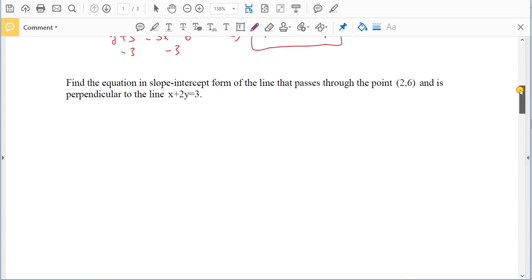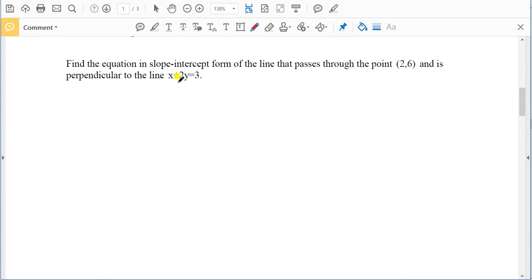Okay, let's go to the next problem. Find the equation in the slope-intercept form. The slope-intercept form is what? y equals mx plus b. That passes through the point, I call this x1, y1, and is perpendicular to the line here. Okay, so remember, if two lines are perpendicular, then their slopes are negative reciprocals of each other. So first I need to find the slope from this line. So from here I can rewrite it as what?